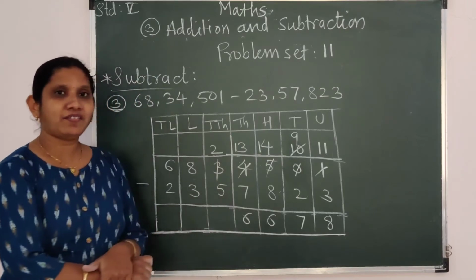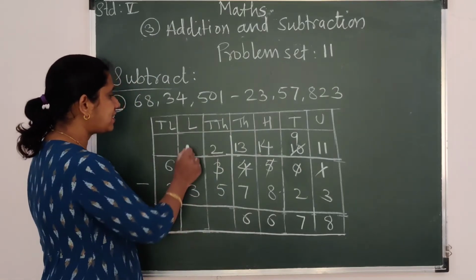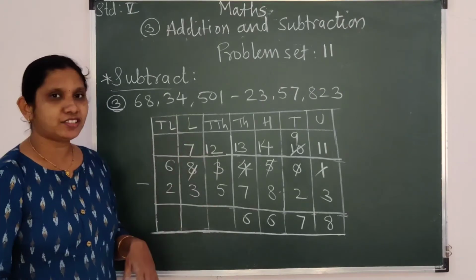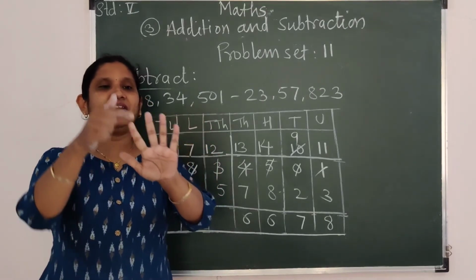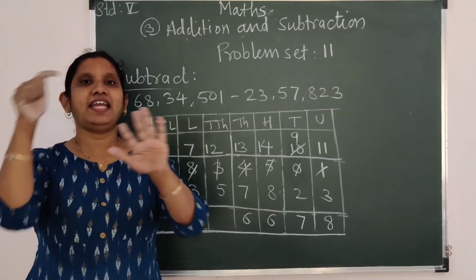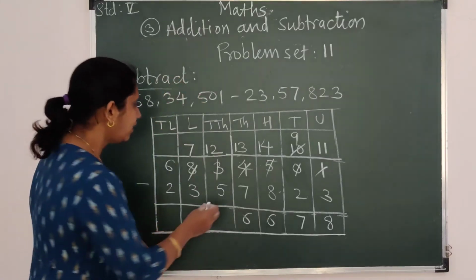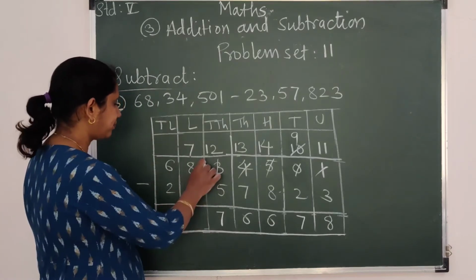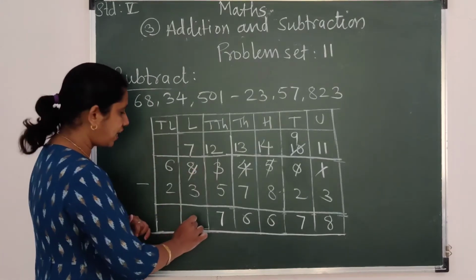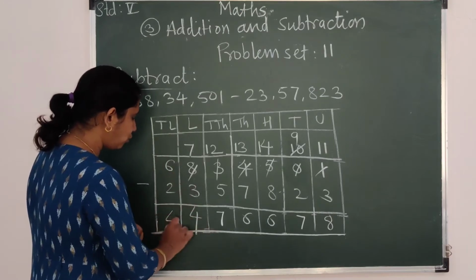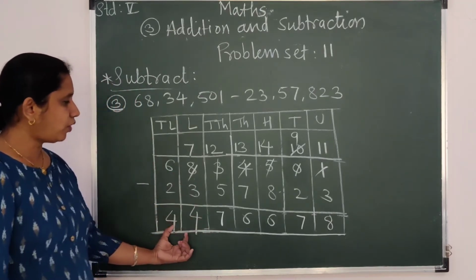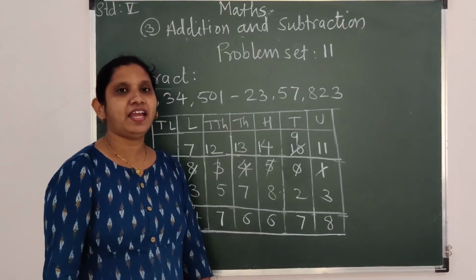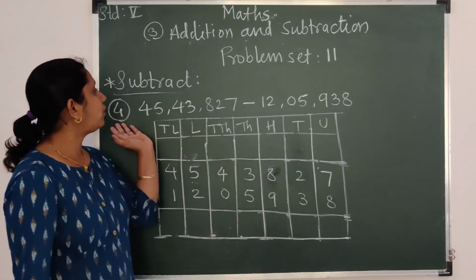Now 2 minus 5, again not possible. Cancel this, 8 will remain 7. This number becomes 12. 12 minus 5. 6, 7, 8, 9, 10, 11 and 12. So these are 7. Answer is 7. 7 minus 3, yes it is 4. 6 minus 2, 4. So our answer is 44,76,678.